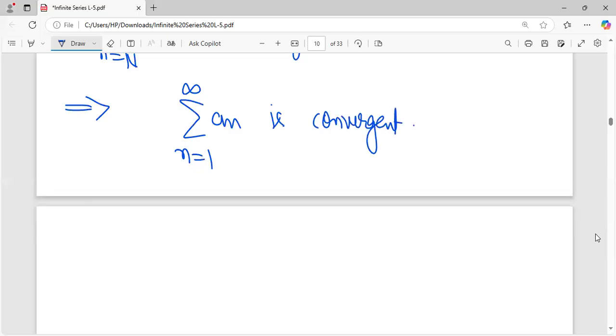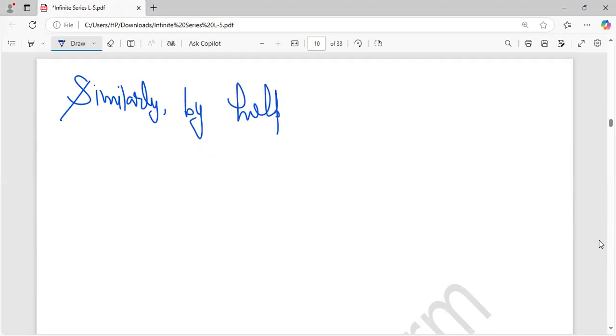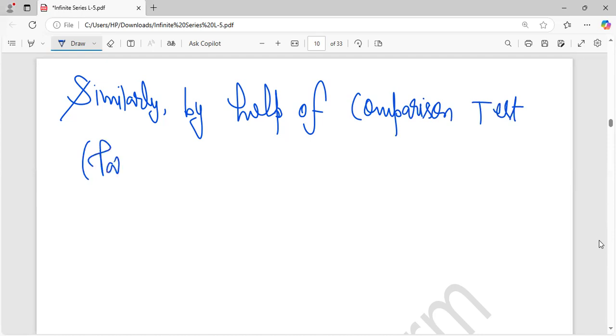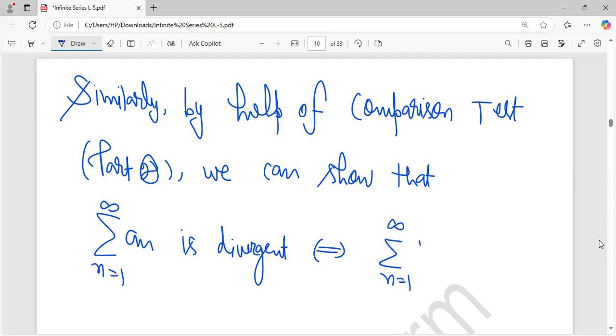Okay. Now similarly, with the help of comparison test part 2, we can show that this is divergent if and only if this is divergent. So the first part of the limit comparison test is done.